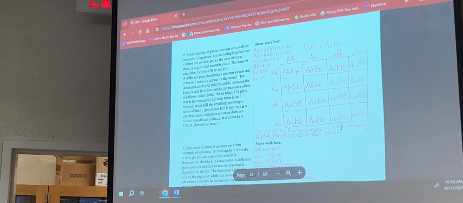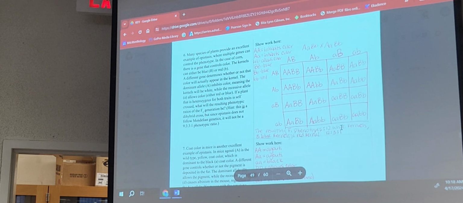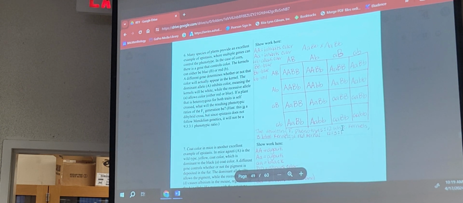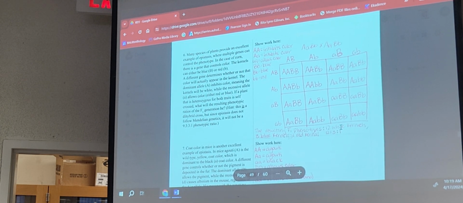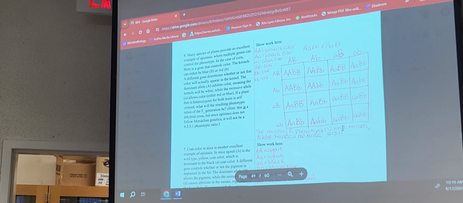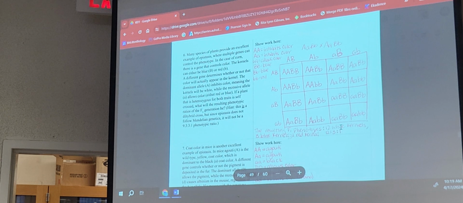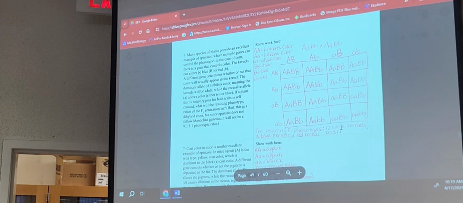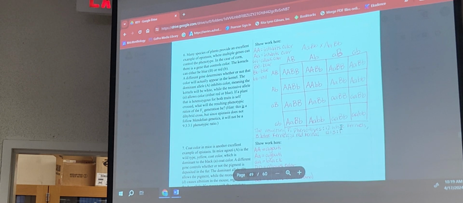Plants provide examples of epistasis, where multiple genes can control phenotype. In the case of corn, there's a gene that controls color. The kernels can either be blue or red. A different gene determines whether or not that color will actually appear in the kernel. The dominant allele inhibits coloring, meaning the kernels will be white. So if there's a dominant A present, we don't care what the rest of it says. That's what epistasis says.